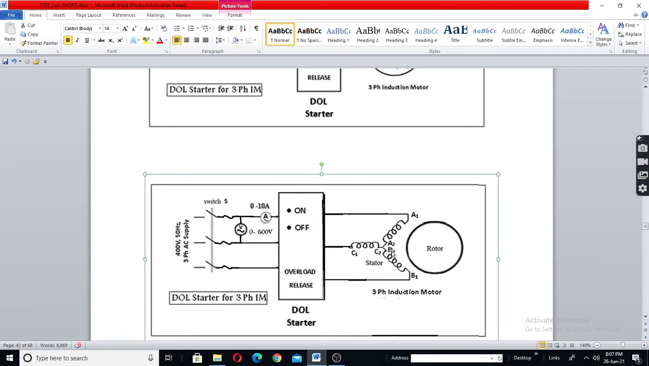In a three-phase circuit, the windings can be connected either in star or delta. Here we have used star connection. So you can see here this is a star configuration. Similar points A2, B2, C2 are shorted together and A1, B1, C1 are kept free, which are connected to supply.